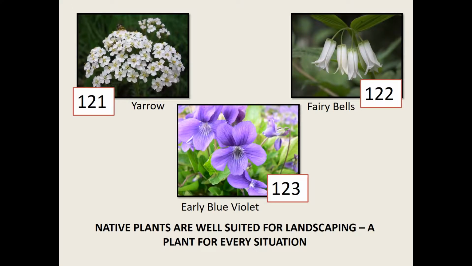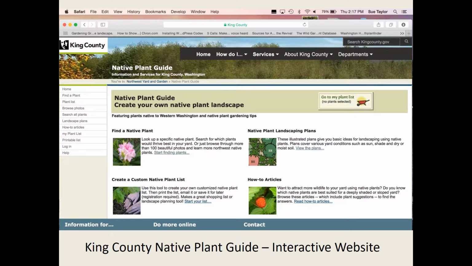We hope that you have learned that native plants are well suited for landscaping. We have only scratched the surface with the plants shown here. Do research, visit native plant nurseries and local demonstration gardens for inspiration. A great resource for learning about native plants is the King County Native Plant website. You can search for plants, view the example landscape plans, create a plant list, and find other resources to help you succeed with your landscape.